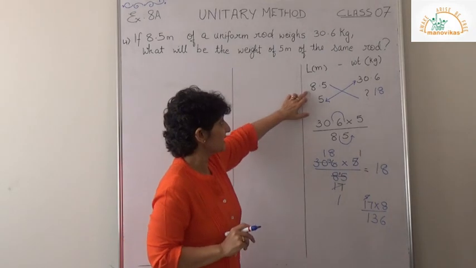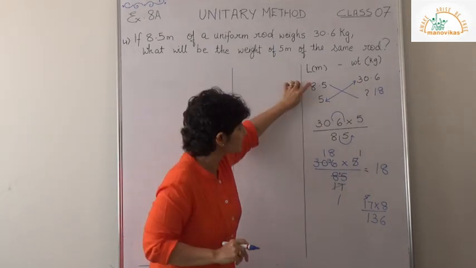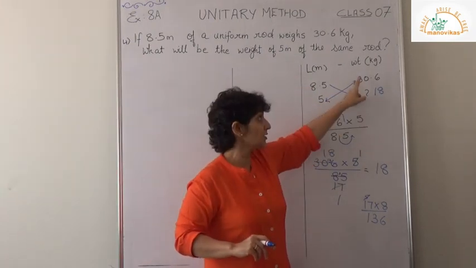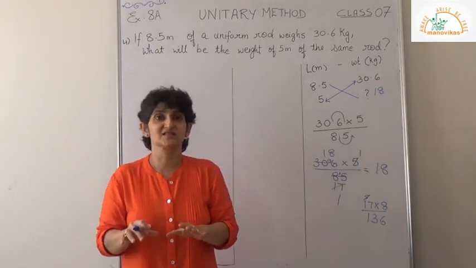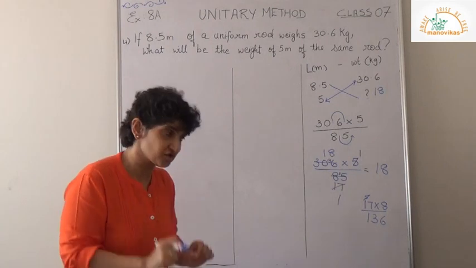So did you understand? The length was 8.5, your weight is 30.6. The length is reduced. Automatically, see your answer also, the weight is reduced. So this is called direct proportion.